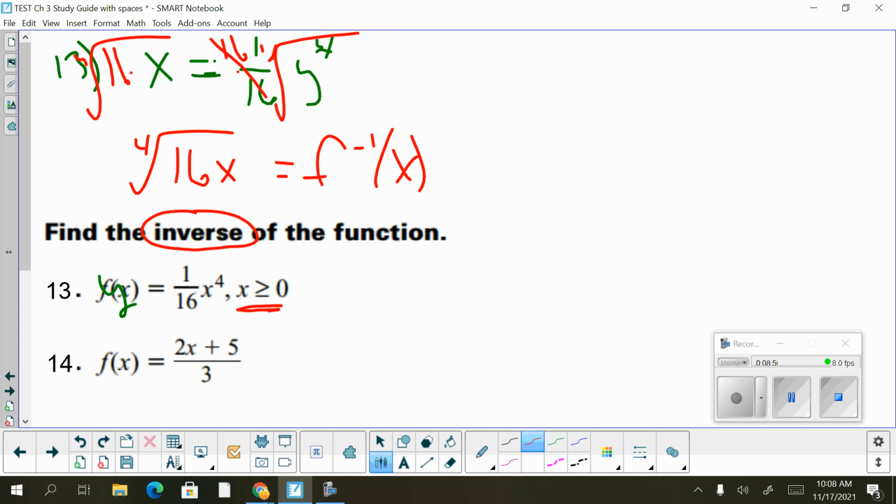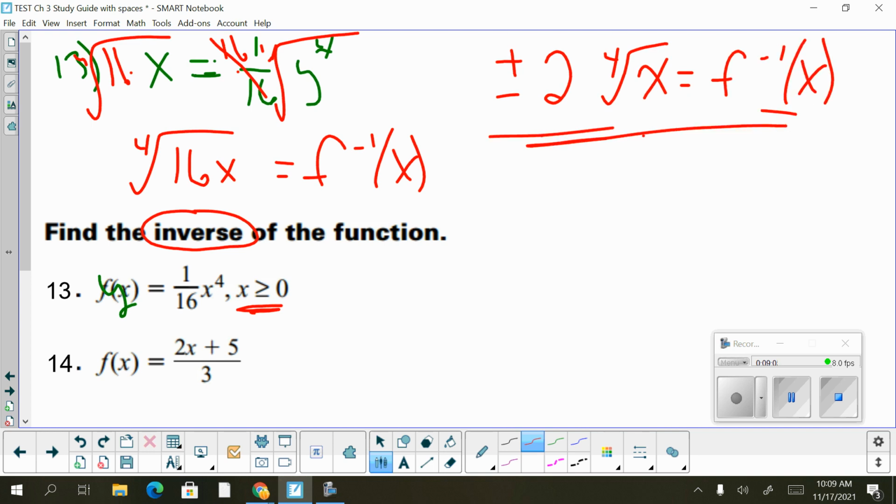They do say we want x's to be positives only. So I'll just say plus or minus 2 4th roots of x. So the 4th root of 16 is plus or minus 2. So either this answer here or this answer here would probably be fine.